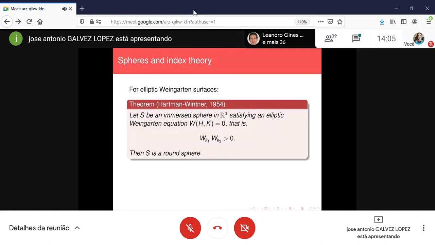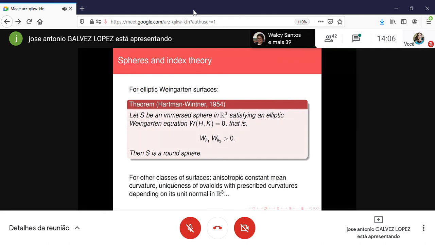The index theory has also been used for the classification of elliptic Weingarten spheres. An elliptic Weingarten surface is a surface such that its mean curvature and extrinsic curvature, H and K, satisfy a relation W(H,K) = 0, where the ellipticity condition is given by the fact that the product of the derivatives of the function W with respect to the principal curvatures is positive. Hartman and Wintner proved that an elliptic Weingarten sphere in the Euclidean 3-space must be a round sphere.